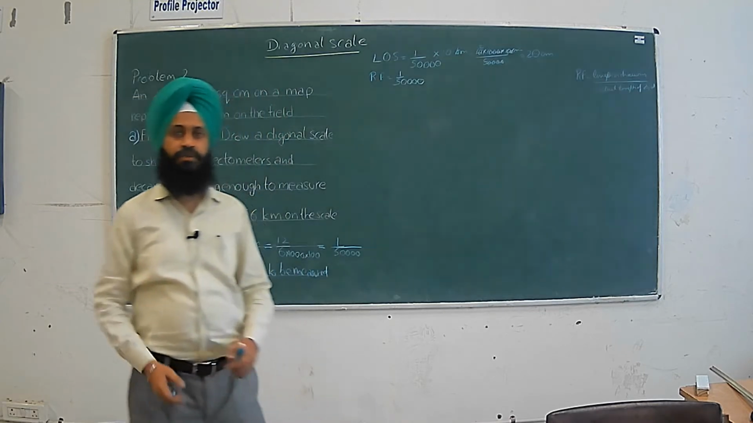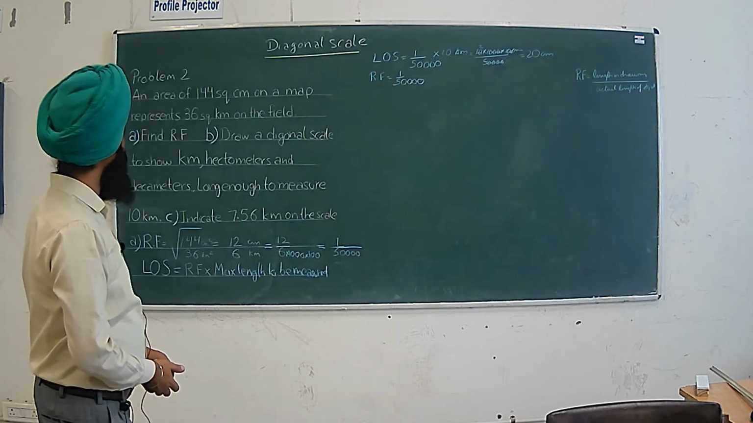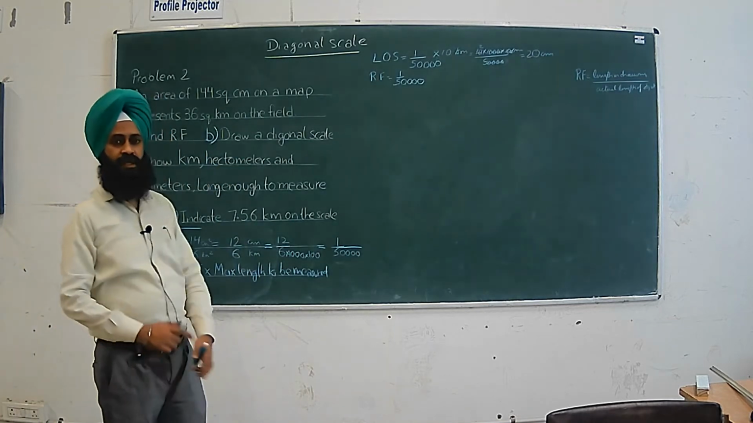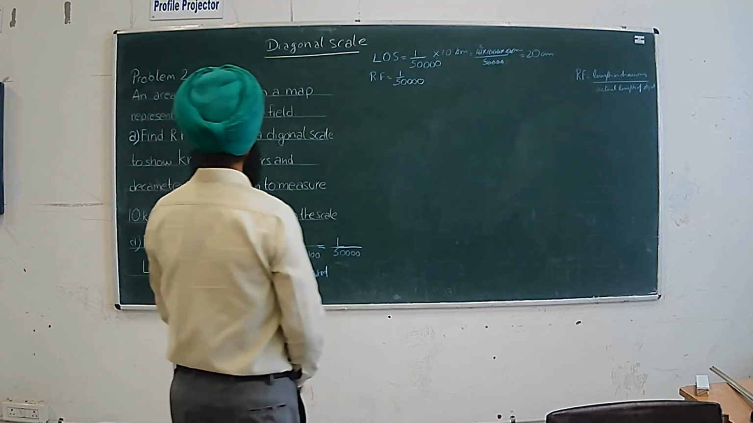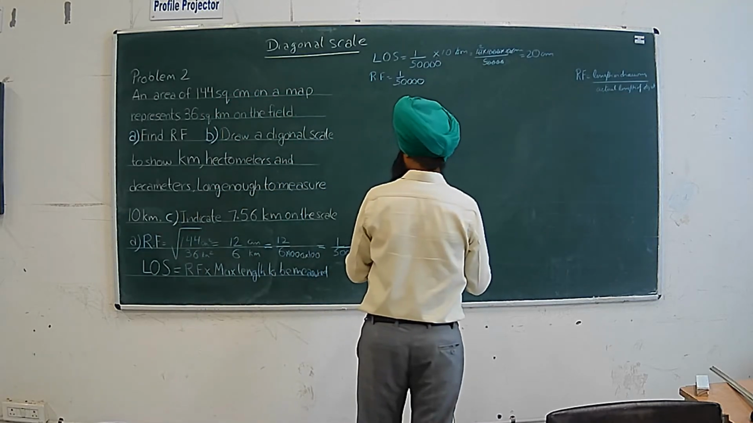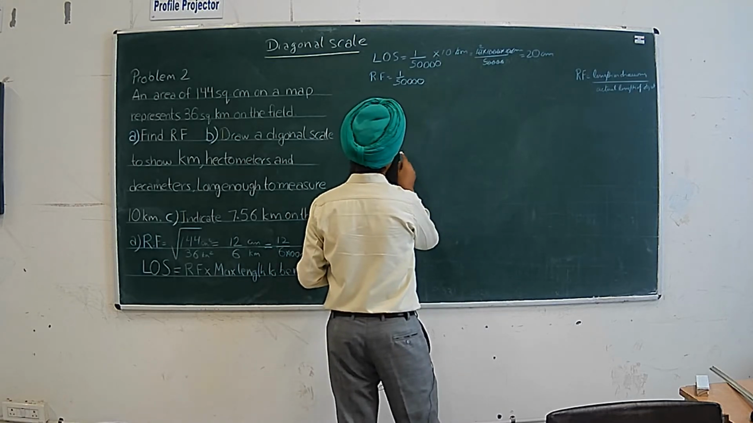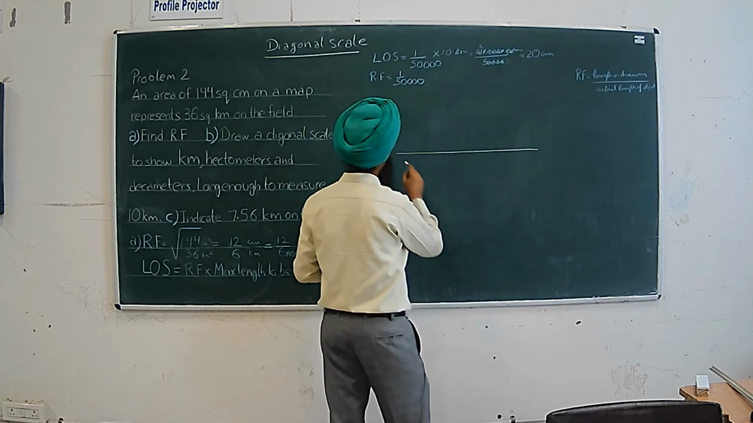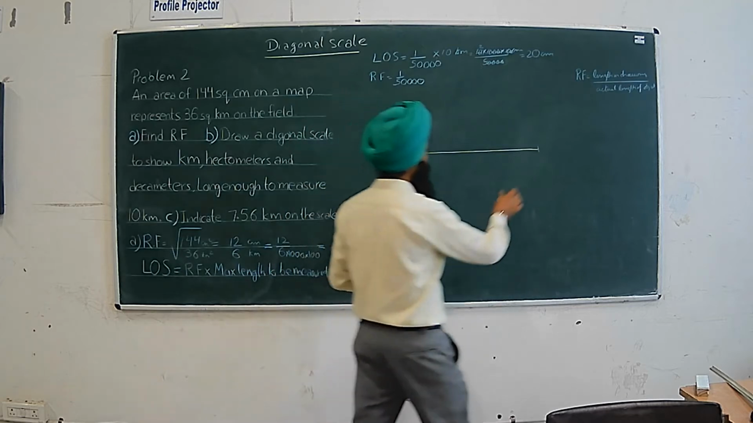So the calculation part is over. We have calculated the length of the scale. We have calculated the representative fraction also. So now we'll move to our second part, which is drawing of the diagonal scale. So the length of scale comes out to be 20 centimeter. Now this is our line. I'll draw a bigger line.